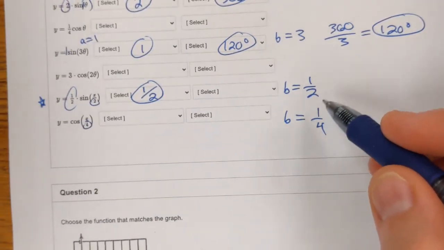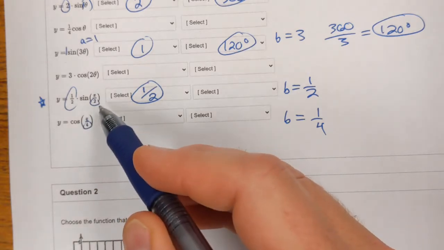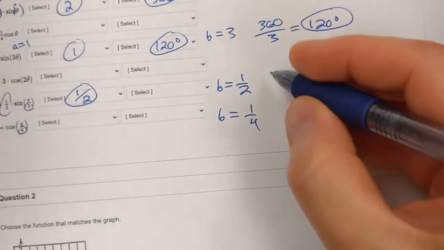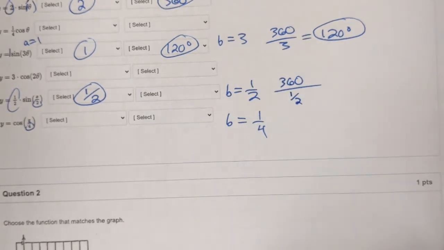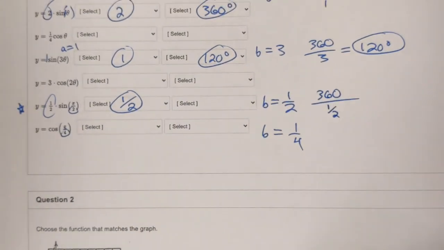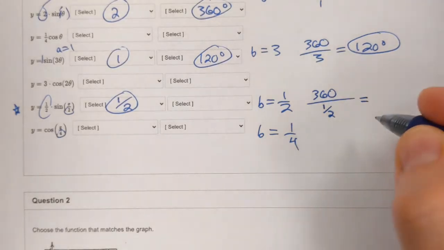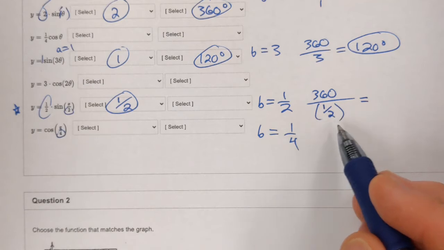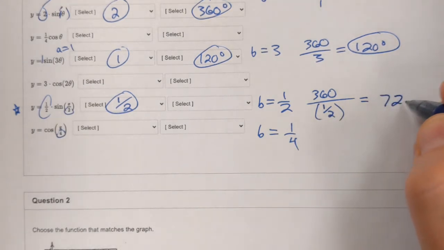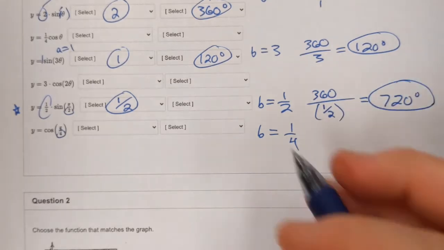And if b is ever a fraction, if you ever have your angle being divided by a number, here's what it looks like. When you try to take 360 divided by 1/2, and if you don't believe me, try it in your calculator, what happens? It actually doubles the number. 360 divided by 1/2, as long as your 1/2 is in parentheses, comes out to 720.